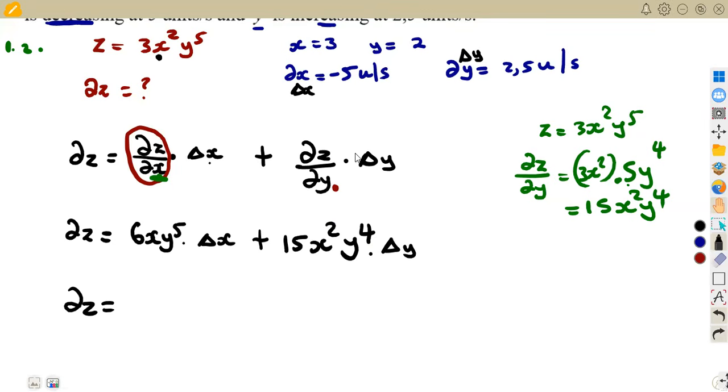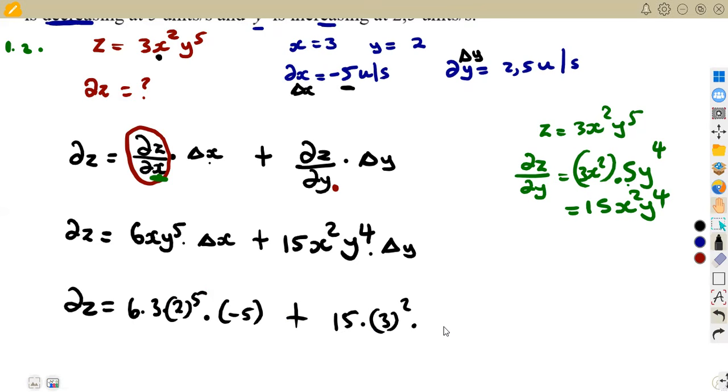On the first condition, x is 3. So this is going to be 6 times x, which is 3, times y, which is 2, to the exponent of 5, times the change in x, which is -5, plus 15 times x squared. X is 3, so it's 3 squared, times y to the exponent of 4, where y is 2, times the change in y, which was an increase, so you substitute it as a positive. That will give us the change in z.